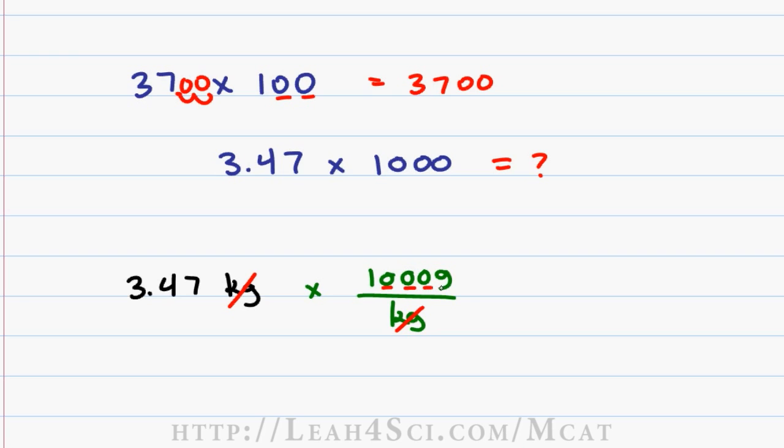1,000 has 3 zeros, which means we move the decimal 3 spaces to the right, 1, 2, 3, giving us an answer of 3470. This example, when done in your head, should take you under 5 seconds.